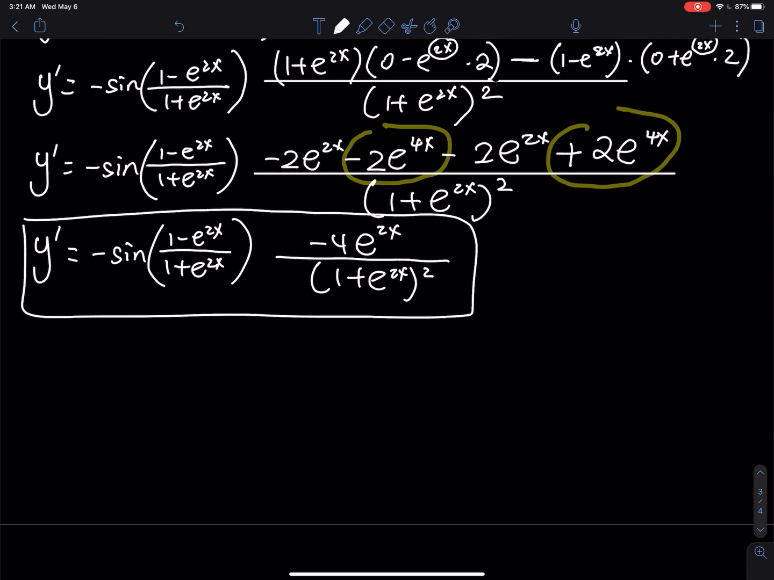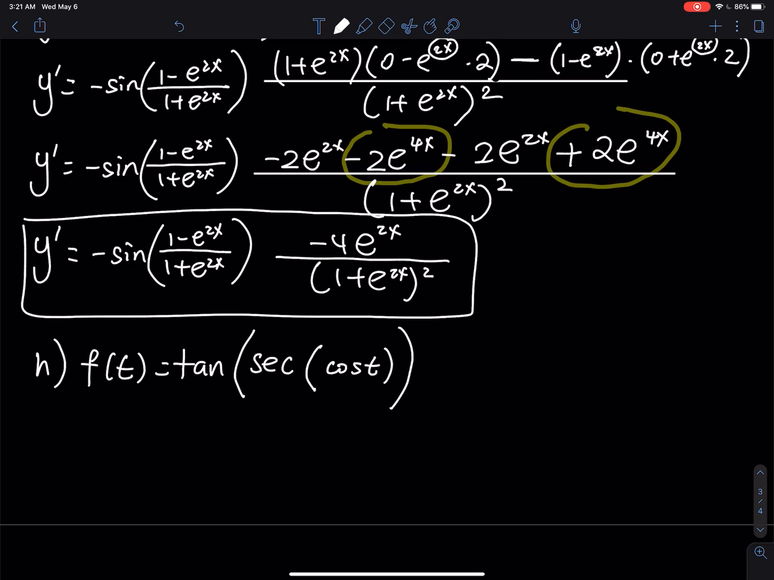So part G, this is part H, we have 3 layers. F of t equals tangent of secant of cosine t. So you have 3 layers. We have a cosine inside a secant, and then you have both inside a tangent. So you have to do the chain rule 2 times.